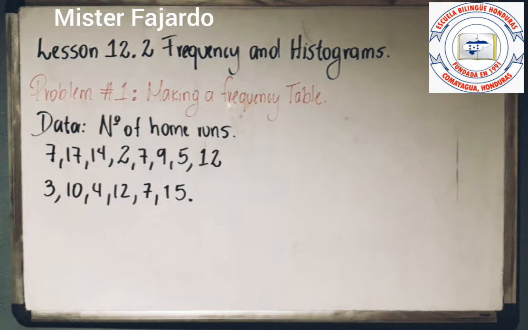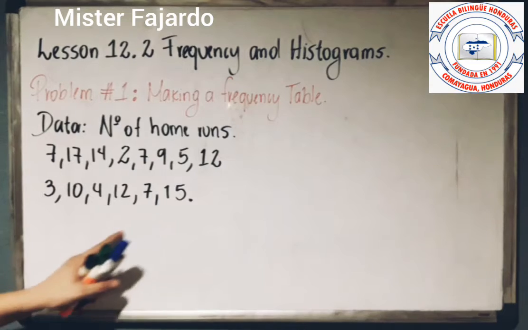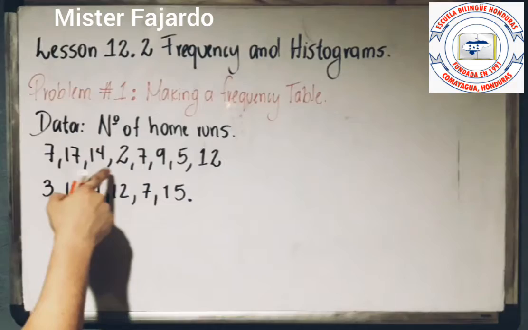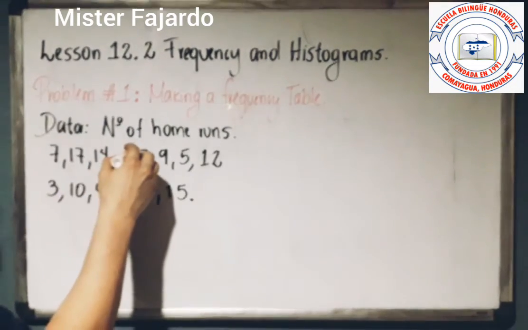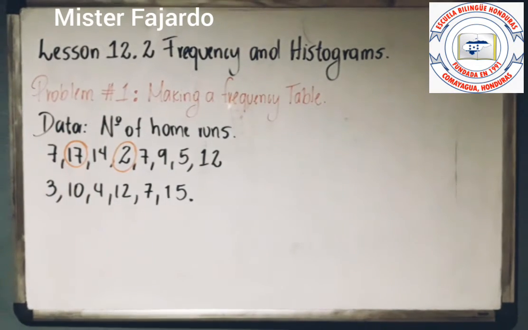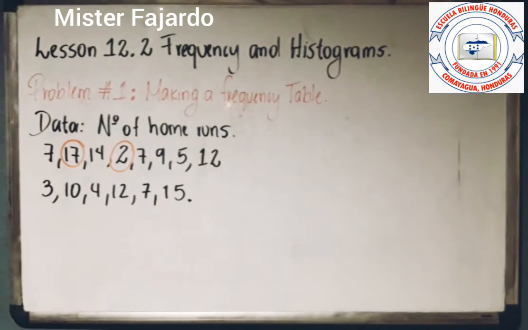In problem number one, the information that we have is about baseball, and they say that the number of home runs by the batters in a local home run derby are listed below. All these are the home runs that they already did. What is the frequency table that represents that data? First, we need to see what is the greater value and what is the least value. If you see 2, I think that is the least value, and the greater value is going to be 17.